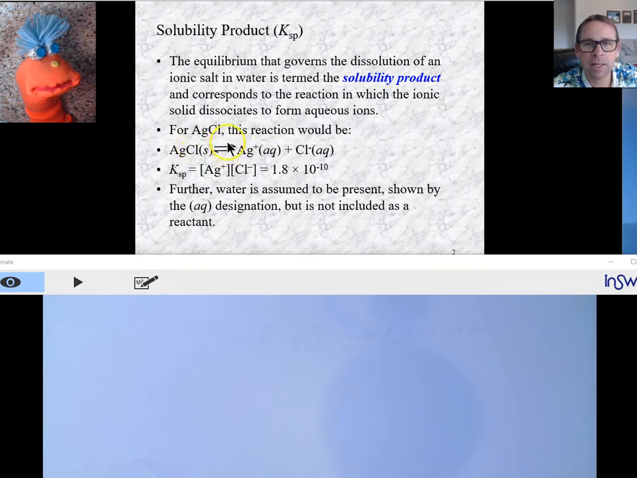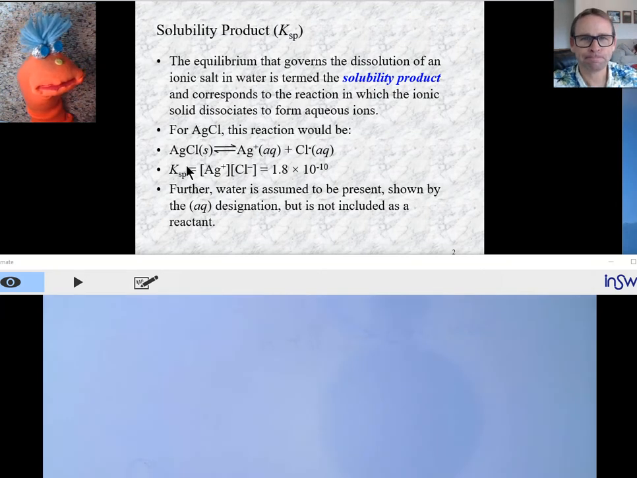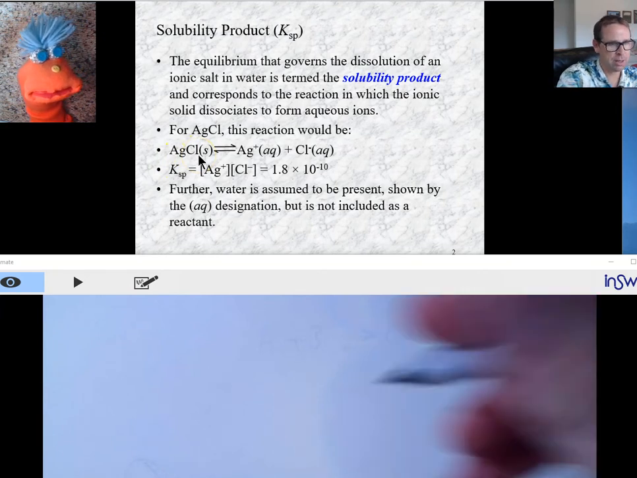But this is an equilibrium. We didn't have the ability to speak about equilibriums when we were talking about solubility a long time ago, so we didn't really bring this up. But all compounds, even insoluble ones, can dissolve to a certain amount. And so we have a K value.